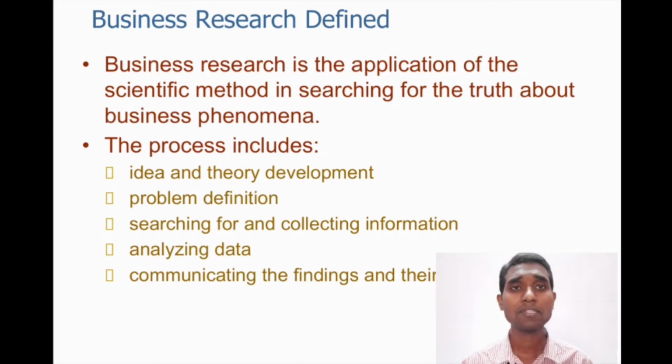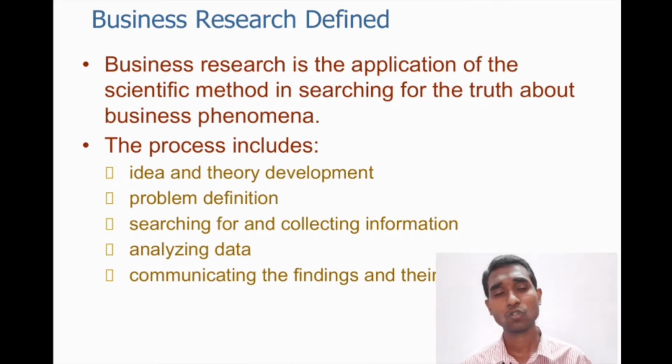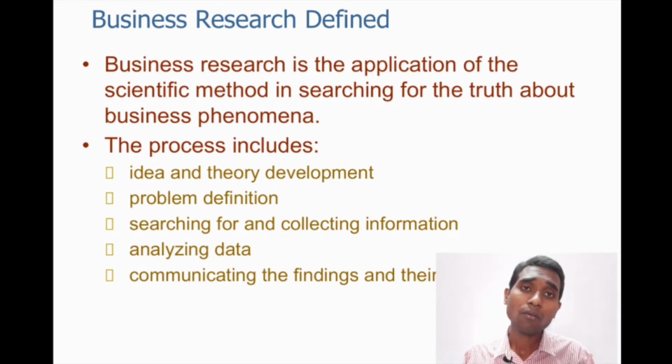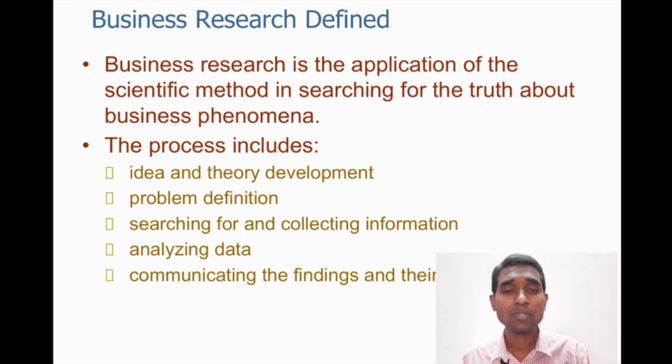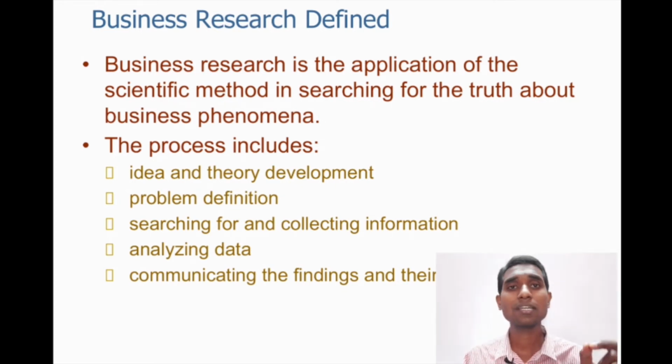That is the reason we define business research as the application of scientific method in researching for the truth about business phenomena. You will find the truth of business phenomena. That means why a particular situation is occurring, what are the causes or what factors are leading to that problem. You will be finding that out using scientific tools and techniques, and this process is called business research. When we say process, it is a step-by-step process. It involves step-by-step activities or a series of sequential activities.